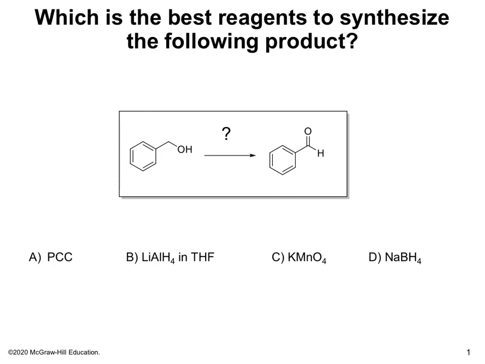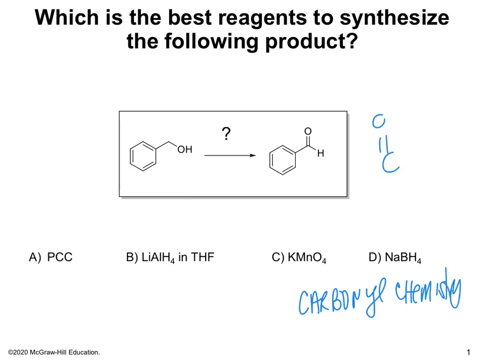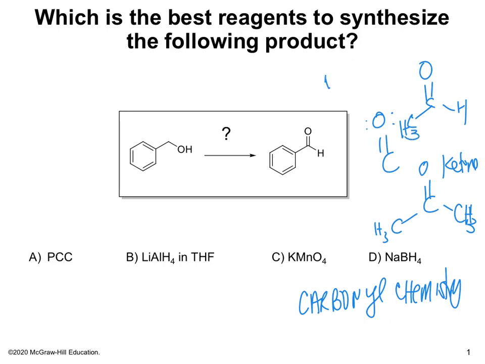Welcome to chapter 17. We're going to be talking about carbonyl chemistry. This is the carbonyl, and it is a part of a ketone and an aldehyde. An aldehyde has the hydrogen there. And that is what we're going to be talking about, the chemistry of carbonyls.